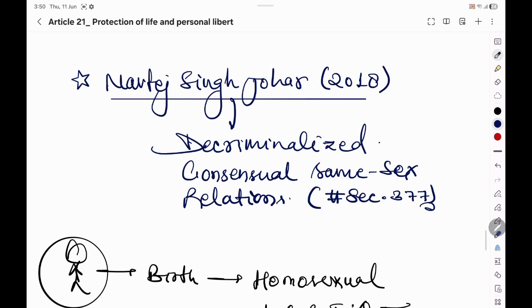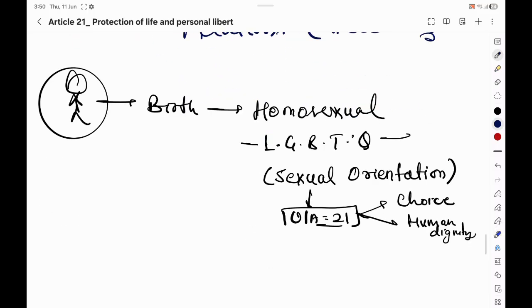You cannot arbitrarily take away somebody's liberty. Now we'll see another case, that is Navtej Singh Johar versus Union of India in 2018. Basically, in this case the Supreme Court decriminalized consensual homosexual relations between adults and recognized sexual orientation as an essential aspect of what? Dignity, privacy and personal liberty.